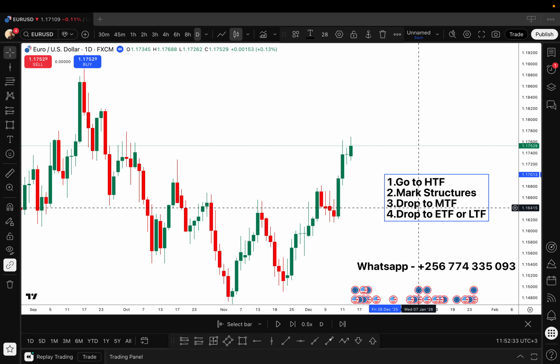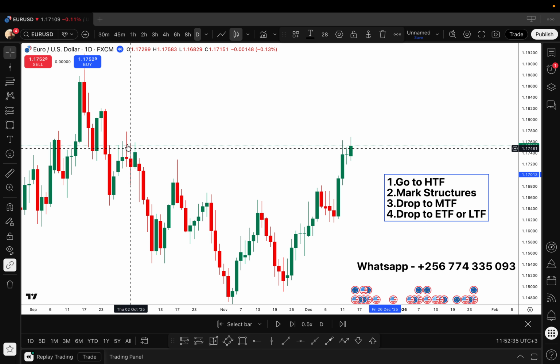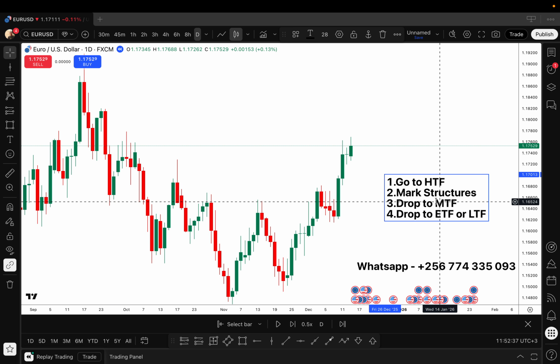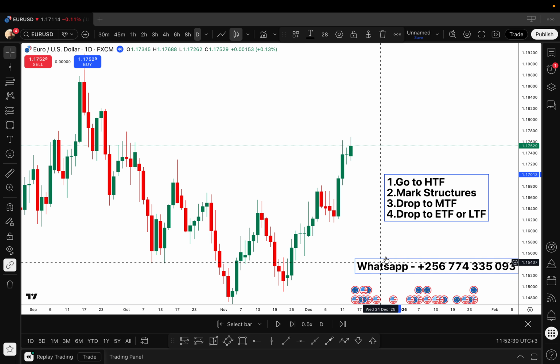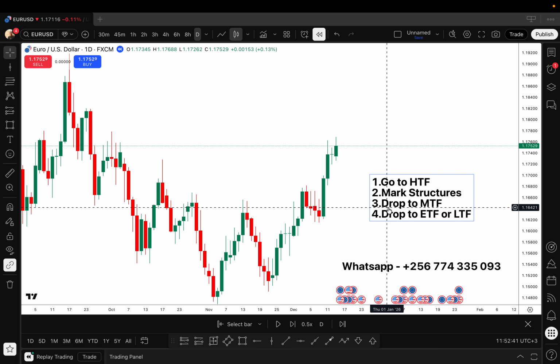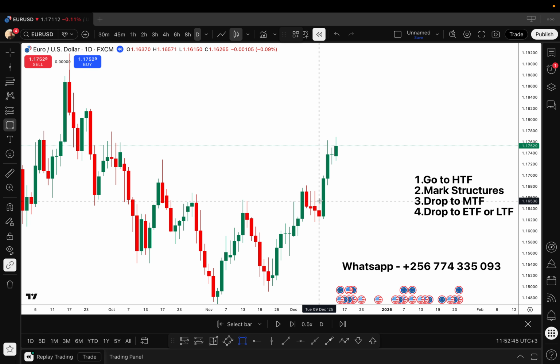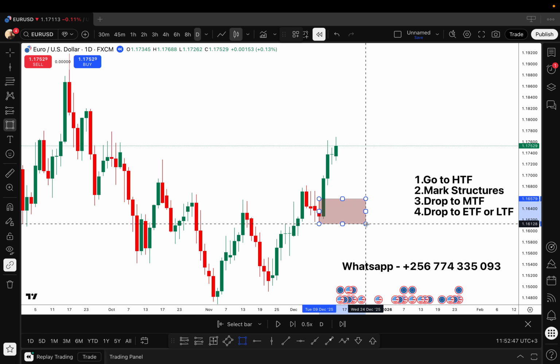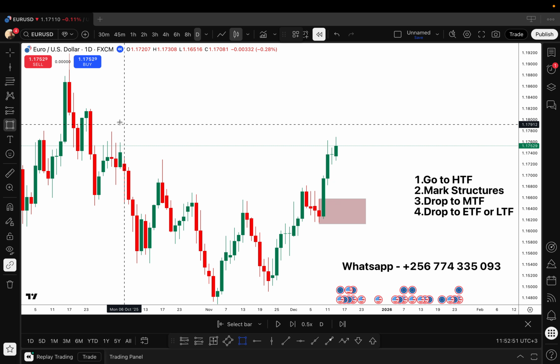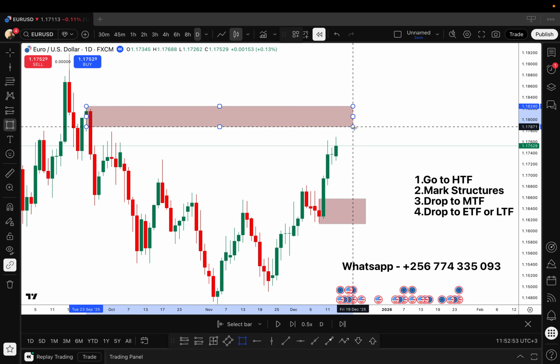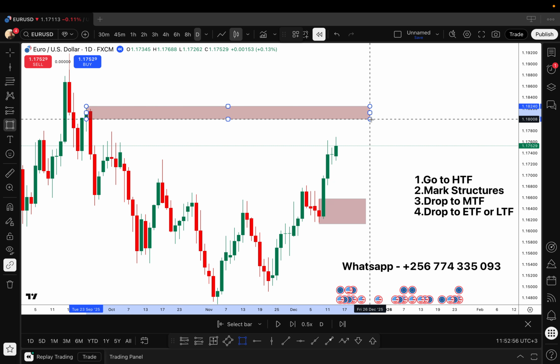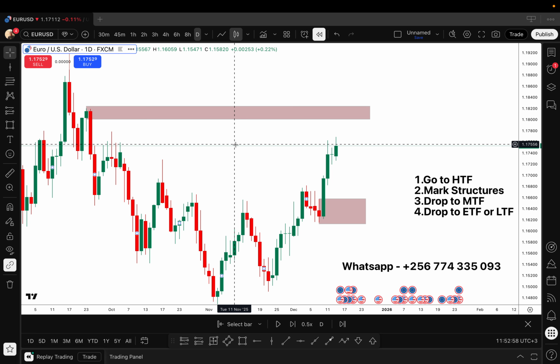Good. Now, following our rules, we want to go to the high time frame. We're already in the high time frame. Then we have to mark out our structures. I'm looking for any demand and supply zones, or support and resistance. I can see we have a demand zone here, a clean demand zone. I will mark it. Then I can see we have a supply zone up here, a clean supply zone. I'll mark it.